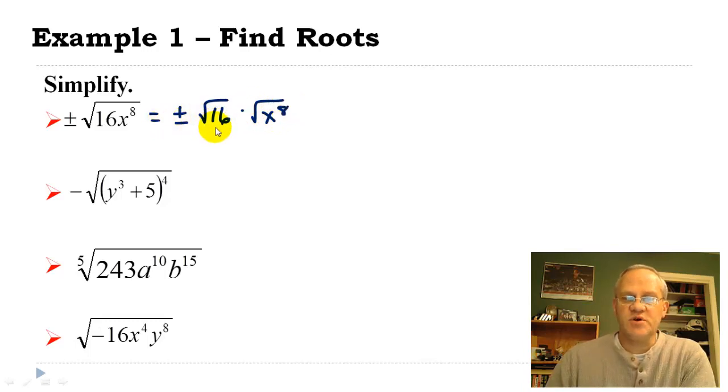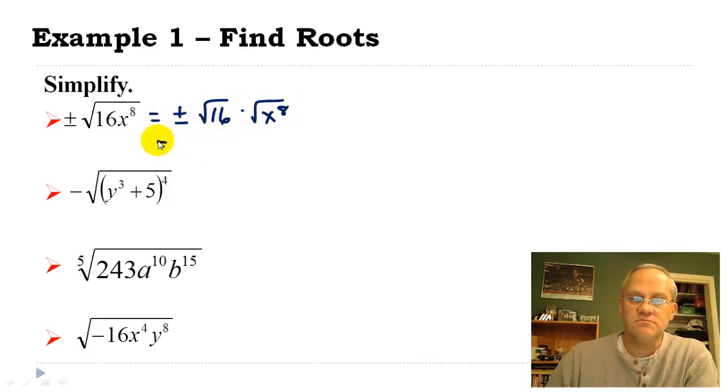Okay, well, the square root of 16 part's easy. That's just going to be 4, right? So square root of 16 is 4. We got the plus or minus and 4. Okay, what do we do with this?